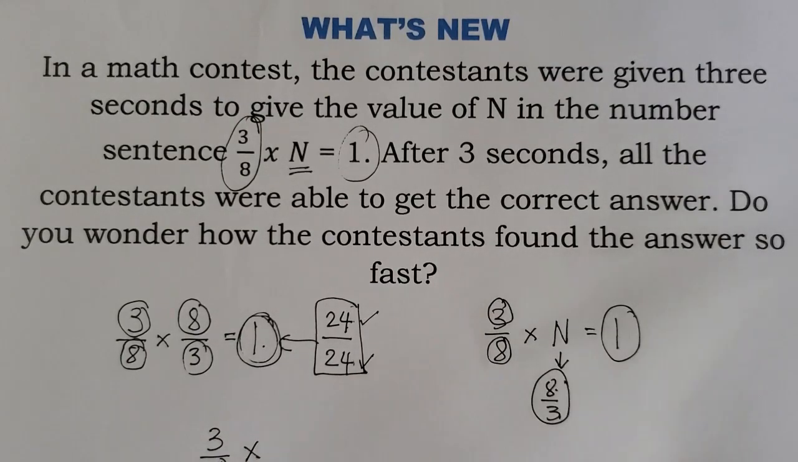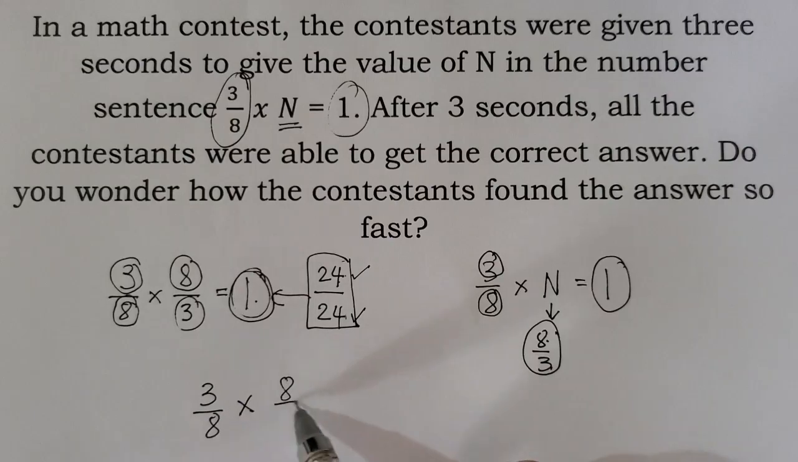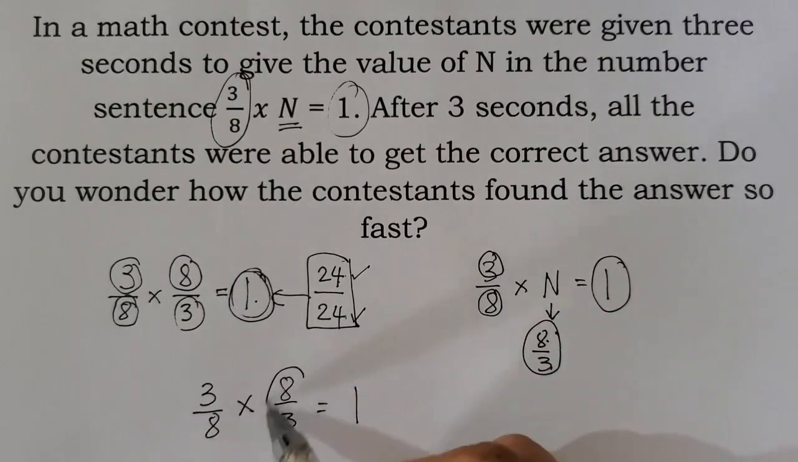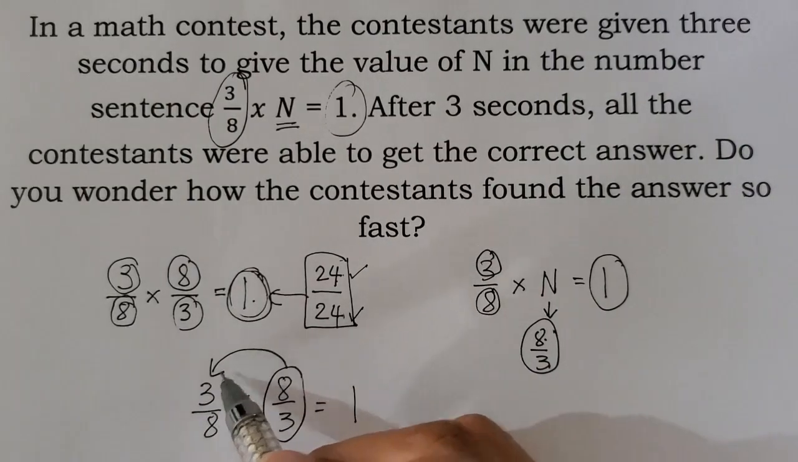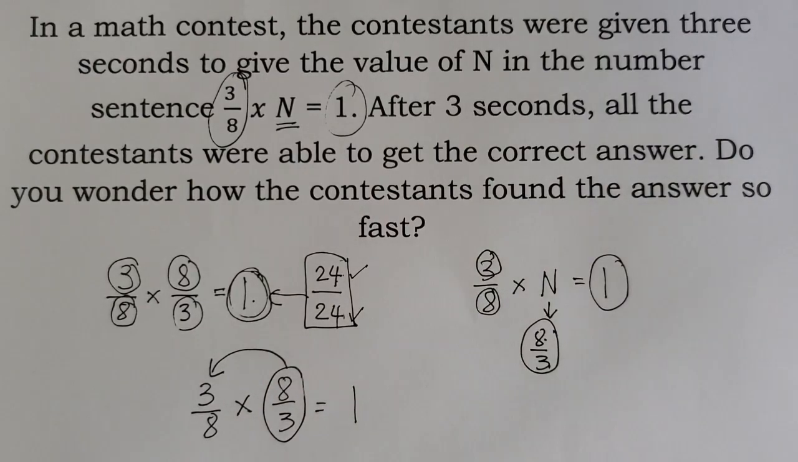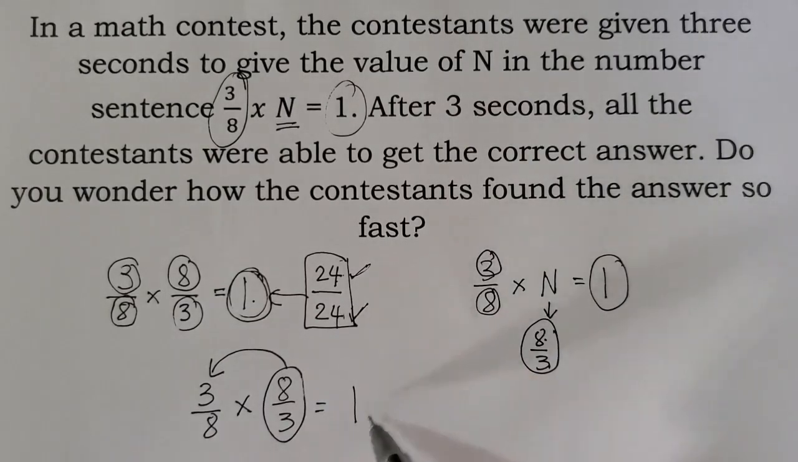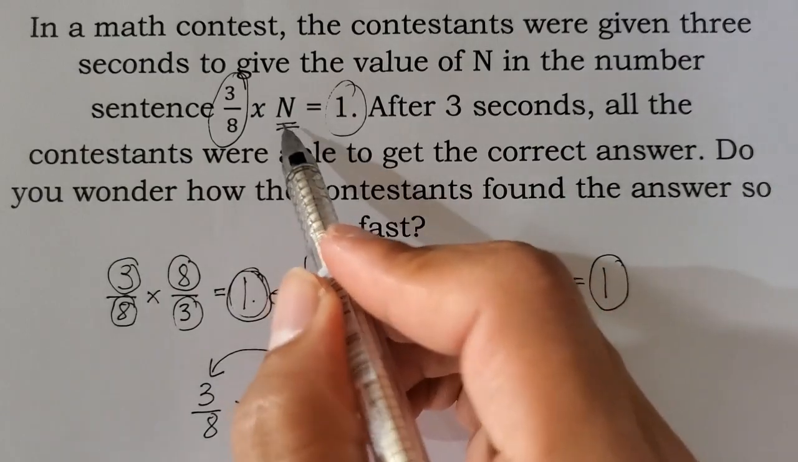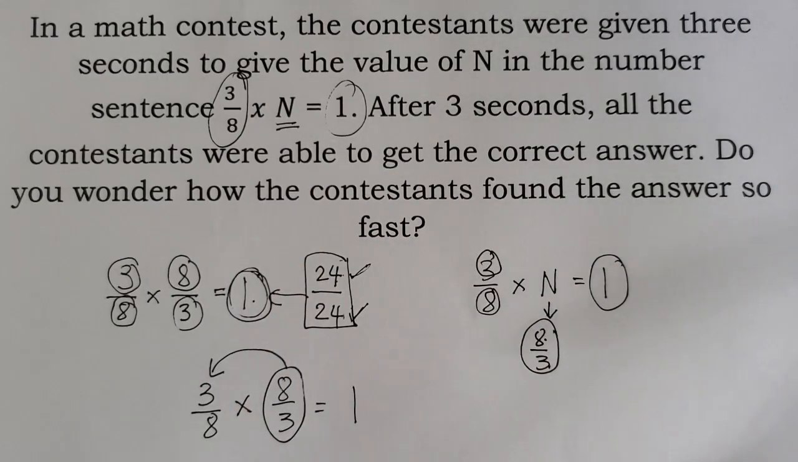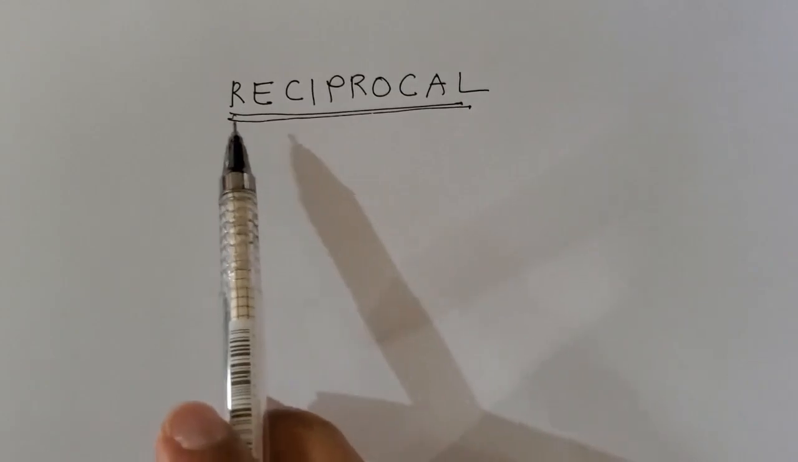3/8 multiplied by 8/3 will give us 1, and this fraction is the reciprocal of 3/8. When we say reciprocal, kabaliktaran, or the inverse. So 3/8 times 8/3, which is equal to 24/24, is also equal to 1. Therefore, the value of n here is 8/3. What do we mean by reciprocal here? The reciprocal is the inverse, or kabaliktaran.